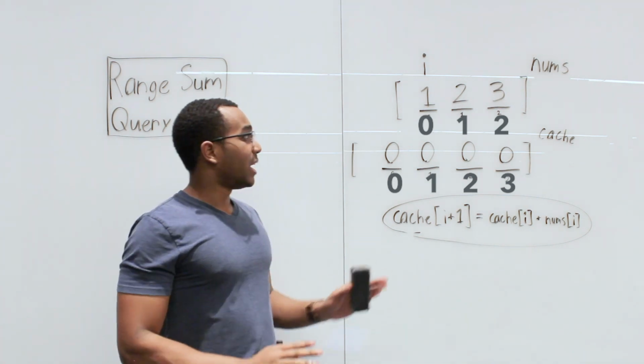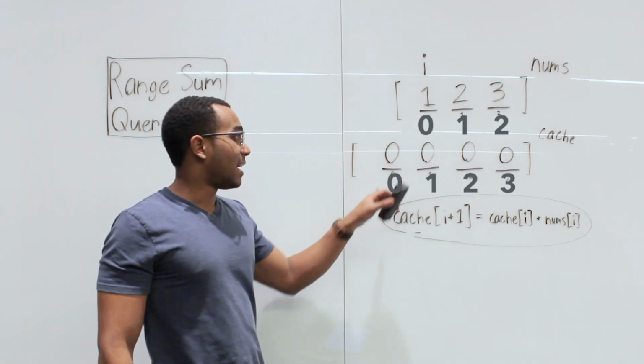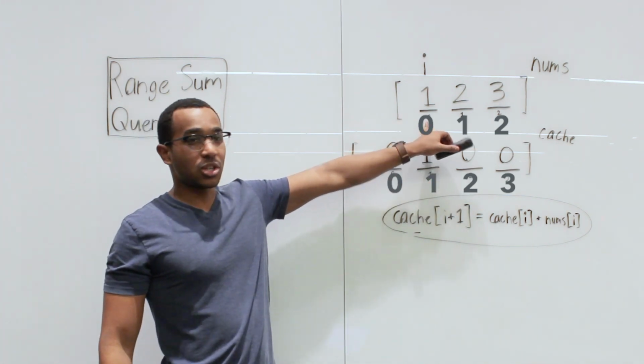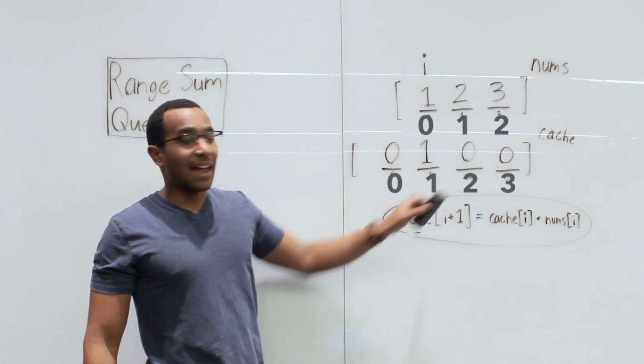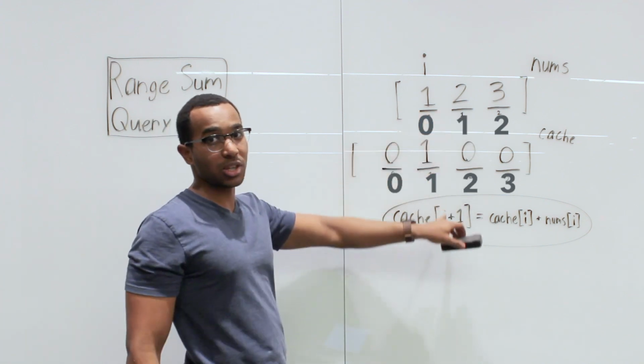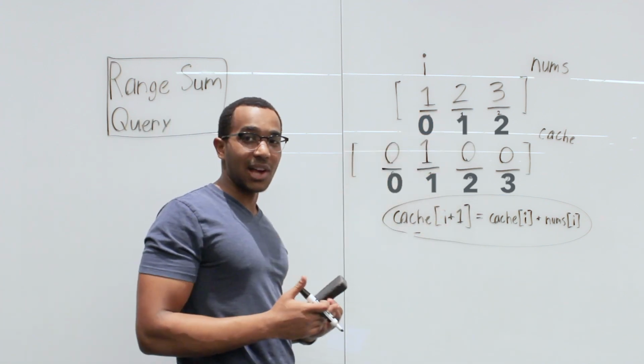So what we're going to do is 1 plus 0 equals 1. So at this position in the cache, the running row sum at that position is going to be 1. And as you can see, they map to each other. That's correct. So we advance I.